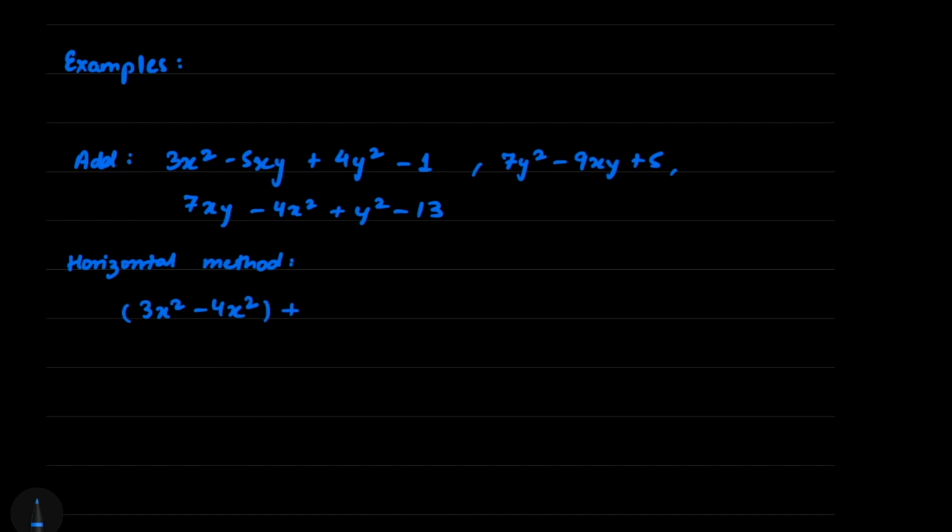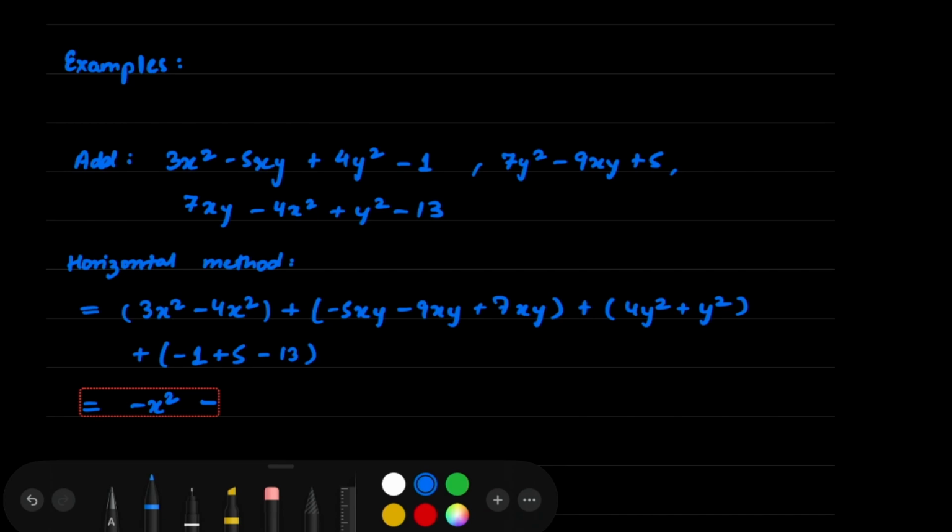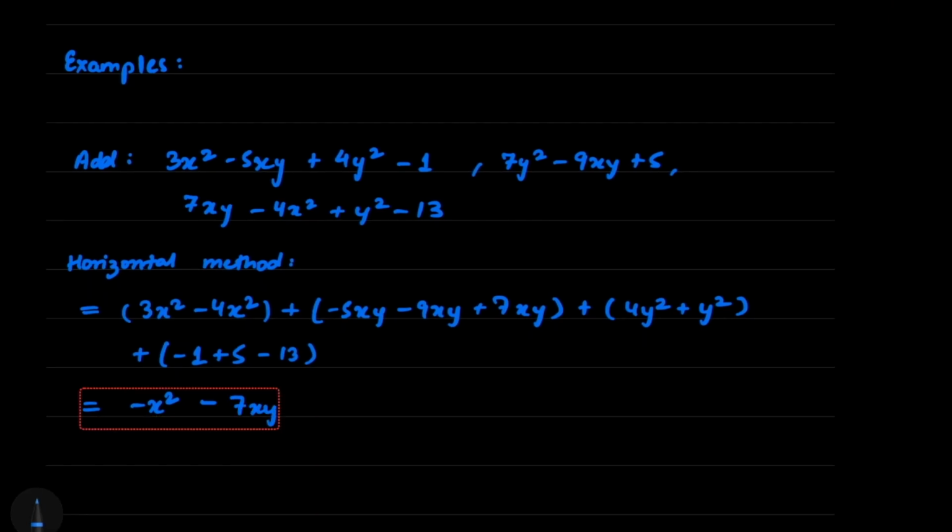Let's look at xy. Do we have any other xy? We have minus 5xy, and we have minus 9xy, and we have plus 7xy. We'll add those together. Next, let's look at y squared. We have 4y squared. We also have another y squared. So we have 4y squared plus y squared. And then we are left with only the coefficients. We have minus 1 plus 5 minus 13. So this gives us minus x squared minus 7xy plus 12y squared minus 9. And that's how our horizontal method works.